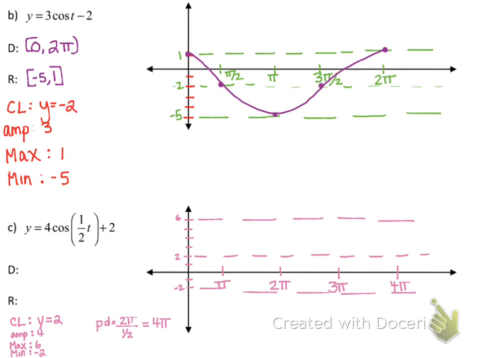So this is cosine, so we start up at 0, 6, down to pi, to our center line, and then down to -2, our minimum, back up to our center line, and then up to 6. So when we connect these, once again we have a cosine graph, except it's been shifted up, it's been stretched, and it has been stretched horizontally as well.